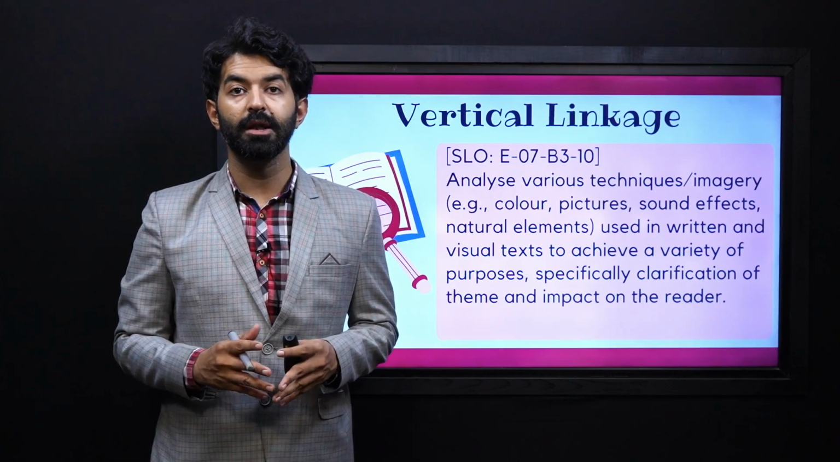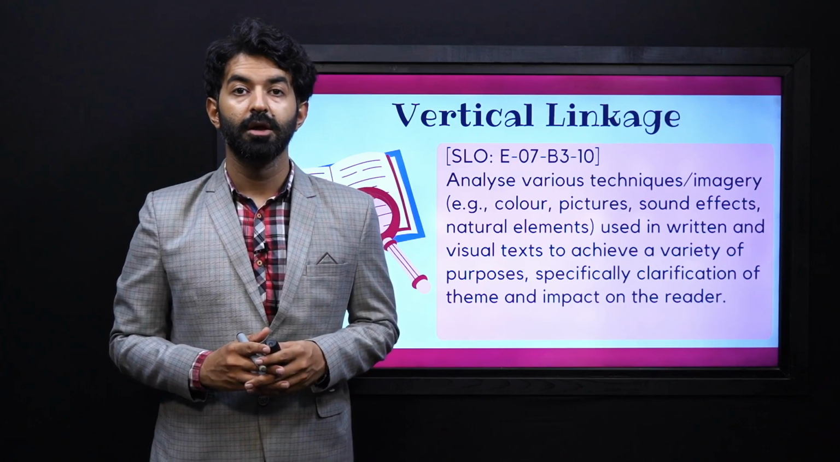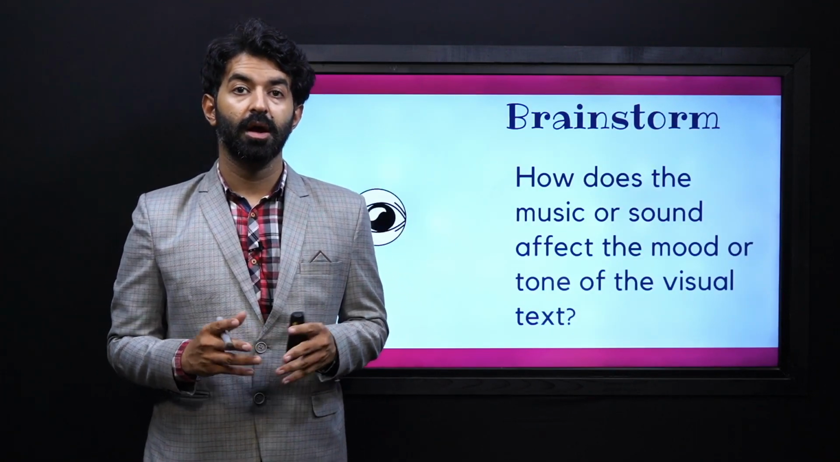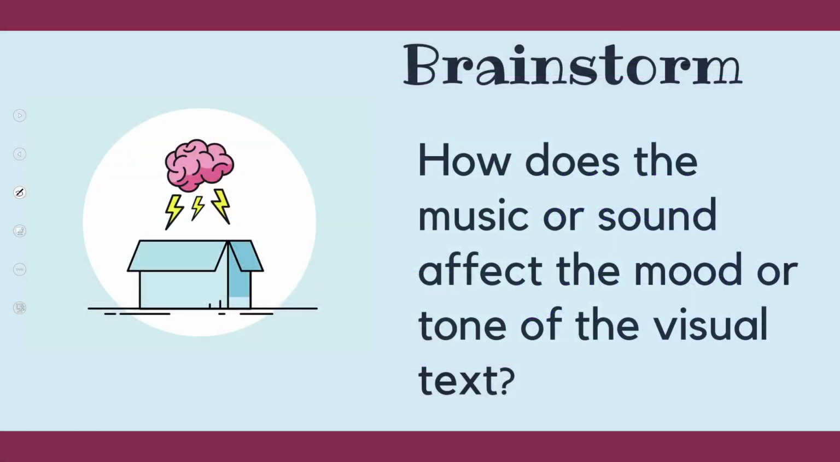Here is a vertical linkage of this SLO with the previous grade that you have already covered. Now moving on, let's do a very quick brainstorming session. For this brainstorming activity, you have a question: how does the music or sound affect the mood or tone of the visual text?